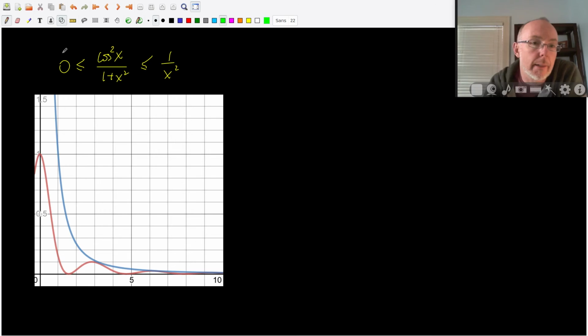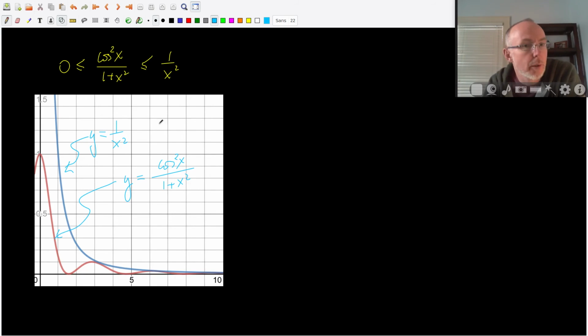So there's our inequality, and here's a graph from Desmos. This blue curve, that's y equals 1 over x squared. That's really hard to read, right? That's y equals 1 over x squared. The red curve down here, that's the one we're interested in. That's the graph of cosine squared of x over 1 plus x squared. And you can see it's oscillating, but it's always smaller. The y value is always smaller. The red curve is always smaller than the blue curve. The y value of the red curve is always smaller than the y value of the blue curve. That's exactly what this says, right?